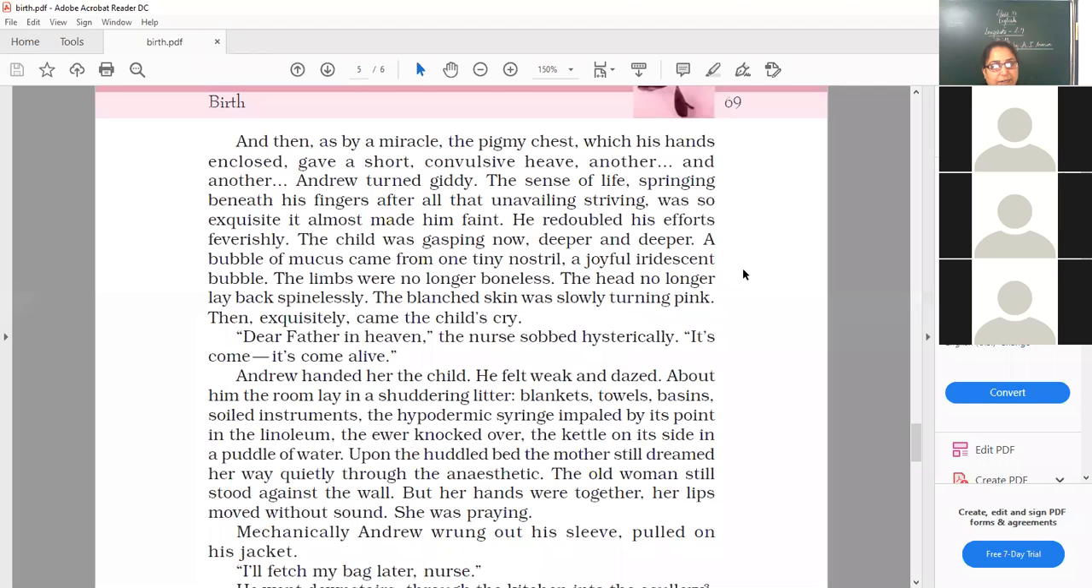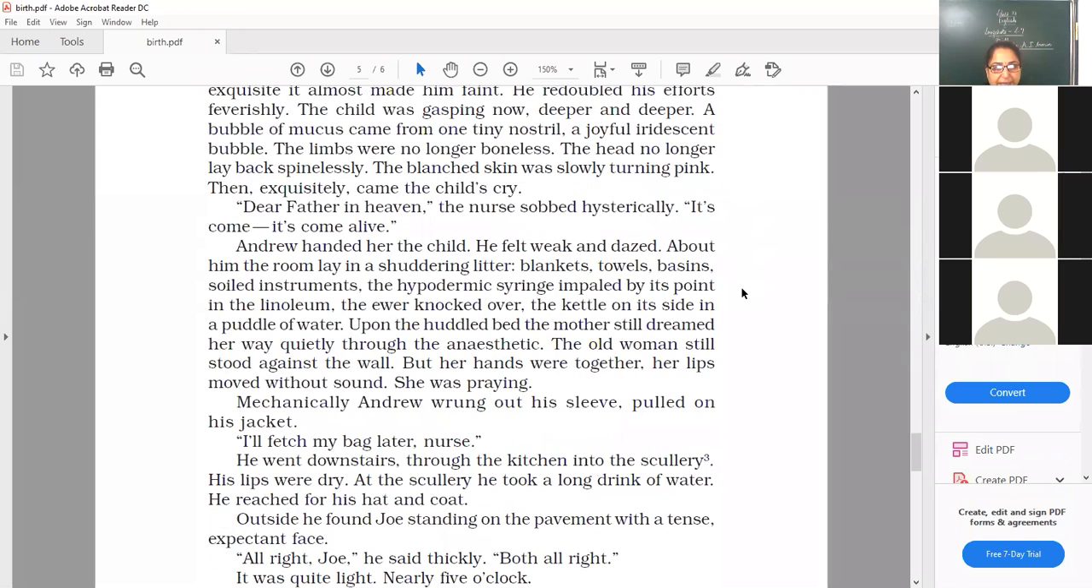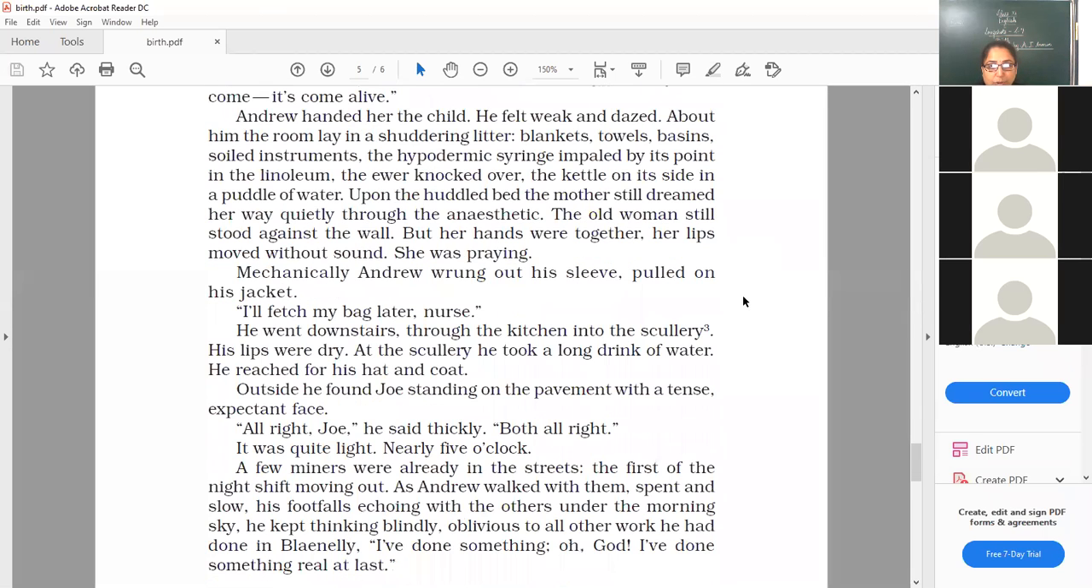The old woman still stood against the wall, but her hands were together in prayer. Her lips moved without sound. She was praying. Mechanically, Andrew wrung out the sleeve, pulled on his jacket. I'll fetch my bag later, nurse. He went downstairs through the kitchen into the scullery, where the dishes are washed and maybe some arrangement is there for drinking water. His lips were dry. At the scullery, he took a long drink of water. He reached for his hat and coat. Outside, he found Joe, the father of the baby, standing on the pavement with a tense, expectant face. What happened? All right, Joe, he said thickly. Both all right. It was quite light, nearly 5 o'clock.